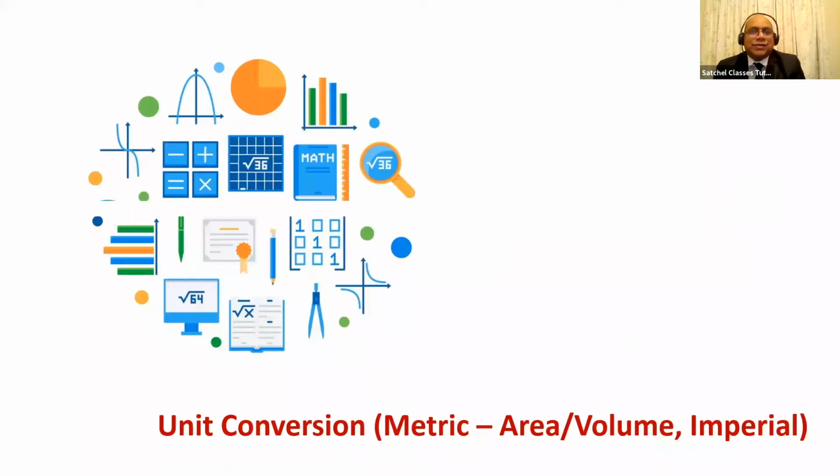The session is on metric conversions of area and volume, and we'll also do imperial unit conversion towards the end. The three things that we are going to learn in this lesson are: the relationship between a linear unit and area and volume units; then how to go about converting metric units of area and volume; and finally, we'll also learn about converting some of the imperial units. Let's begin then.